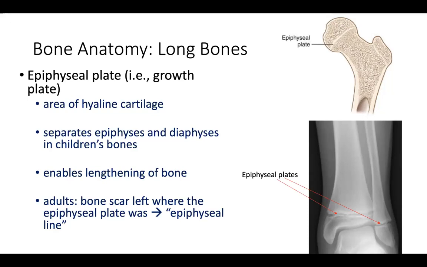So here you can see in this x-ray, this is the lower leg. So the tibia and the fibula. There's a growth plate or an epiphyseal plate on each of those to allow them to grow in length. Here you can see the epiphyseal plate on the tibia and the epiphyseal plate on the fibula. I always do that, tibia and fibula.